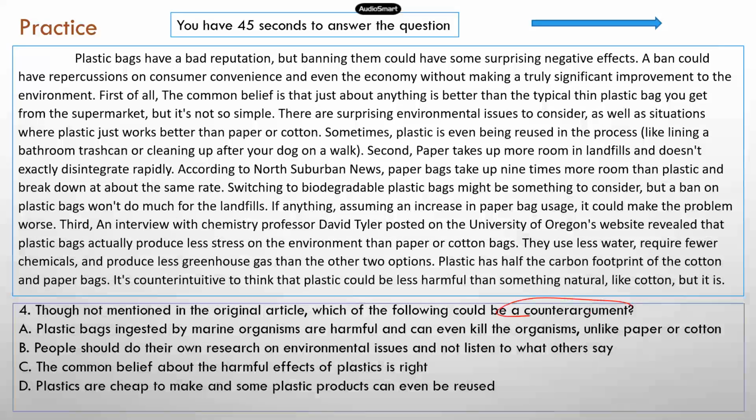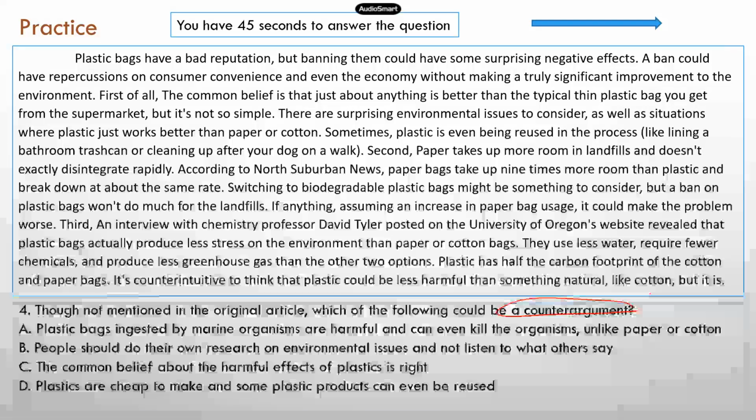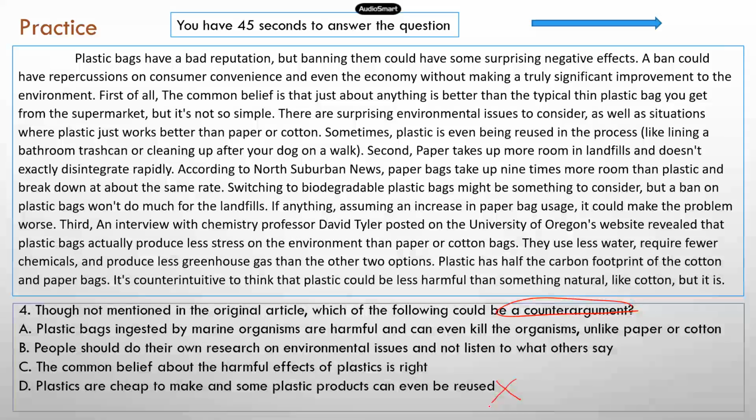This is about counter argument. And remember, in this paragraph, the author is trying to say that plastic bags are surprisingly better for the environment than paper or cotton reusable bags. So that's the argument. So your counter argument should be why plastic bags may be worse than paper or cotton bags for the environment. So is it D, plastics are cheap to make and some plastic products can even be reused? No, that's the opposite of what you're looking for, right? You're looking for that harmful effect, that negative impact on the environment.